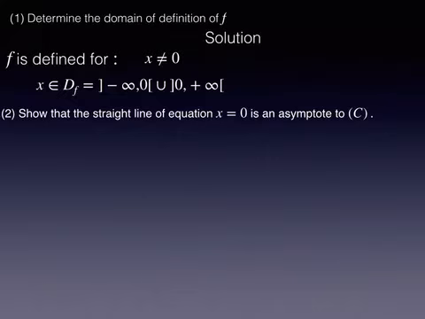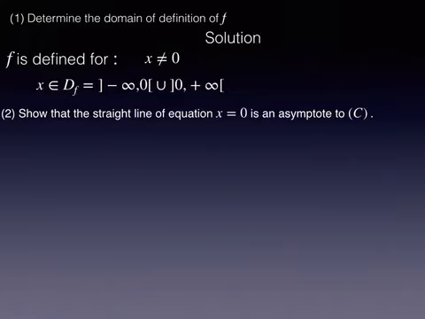Any straight line of equation x equals a constant, to be an asymptote, should be a vertical asymptote, because the vertical asymptote has an equation x equals a constant. Here the constant is 0. Constant means any number independent of x. So in other words, we need to find the vertical asymptote to the curve C.